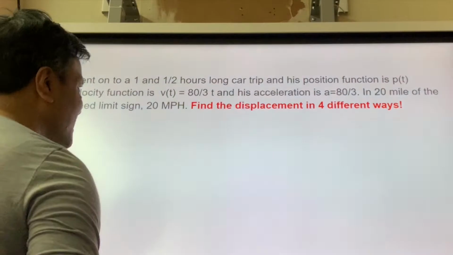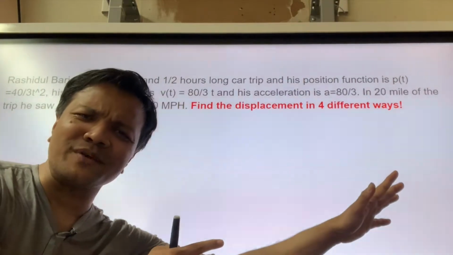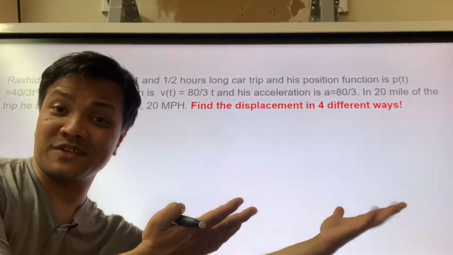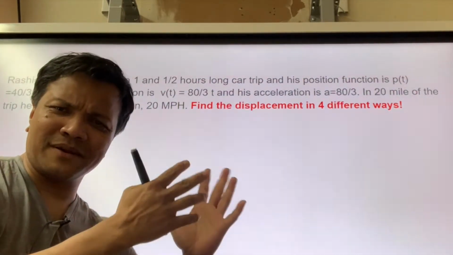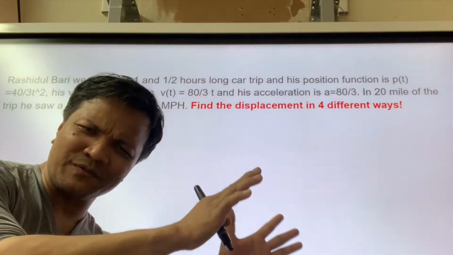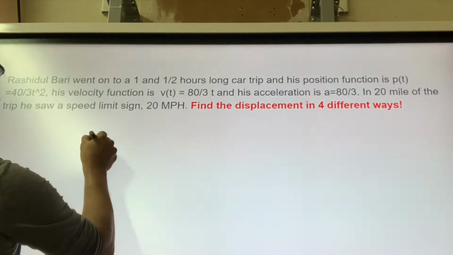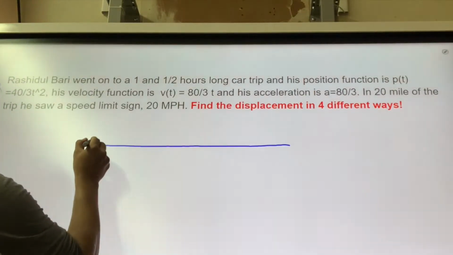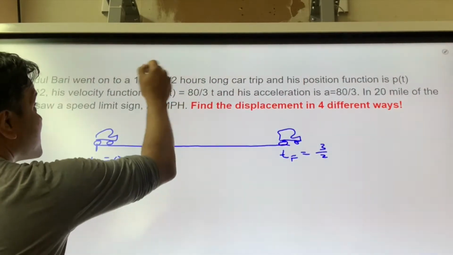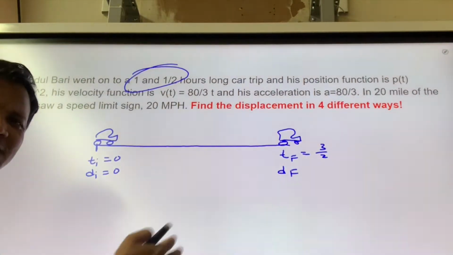Let's get it started. The problem says that Bari went on a bike trip which is 1.5 hours long, and his position function is 40/3 t squared. Let's first do the diagram and then the velocity versus time graph, and then the 4 ways we're going to find the displacement. The time is 3/2. How do I know 3/2? It's given, 1.5 hours. That's the final time.